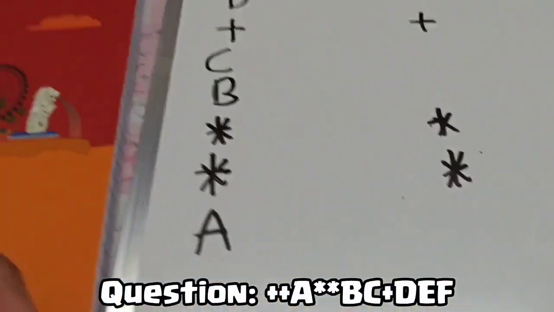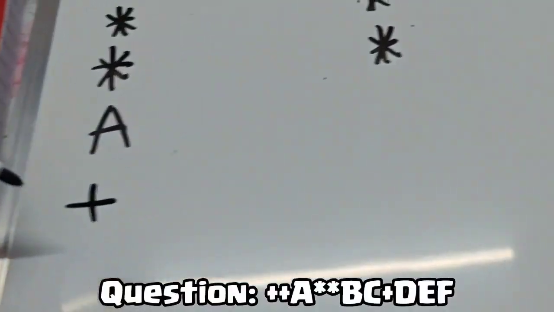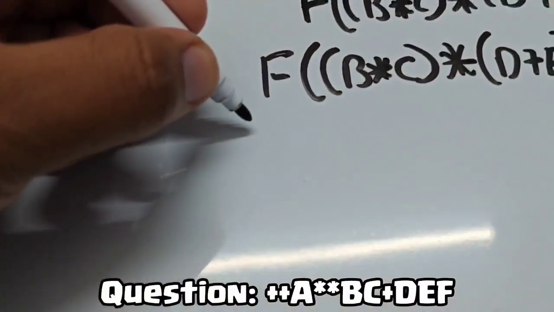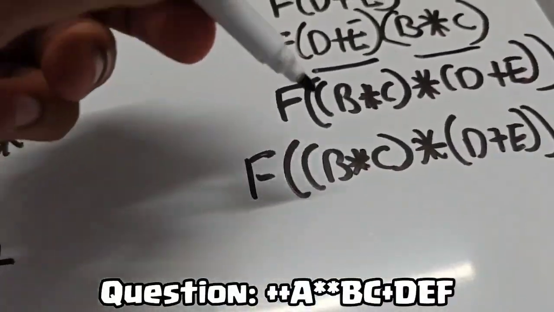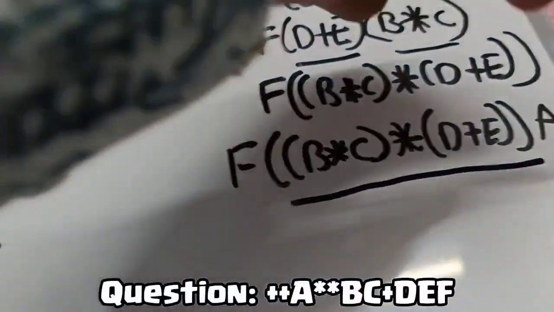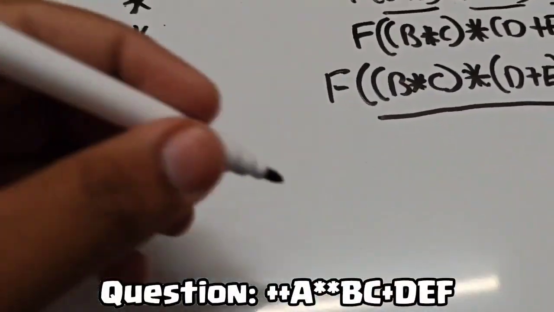So this is the thing. Next, the plus symbol. So plus, here I have to write plus. Now what are the two things you have to consider? That is this one and this one. This will be the first top, this is the second top. So yeah, let's write it.